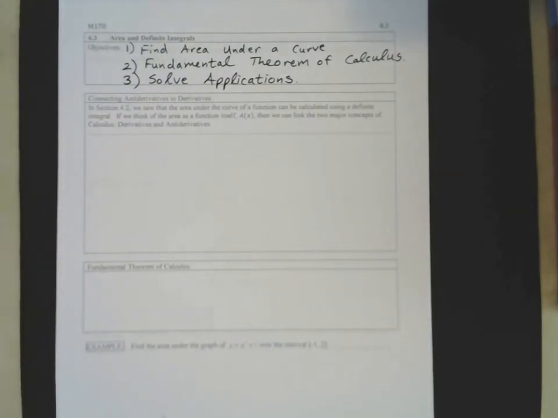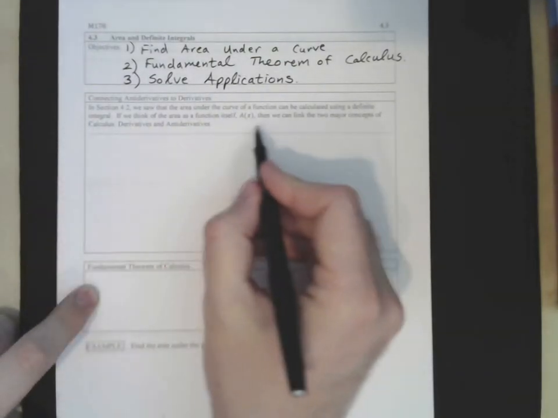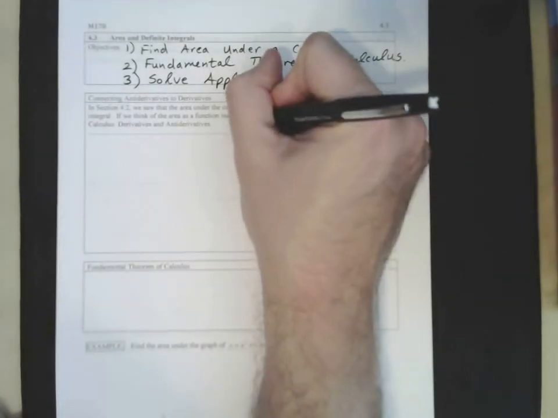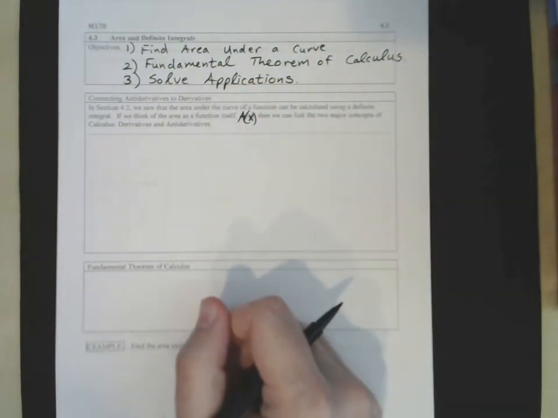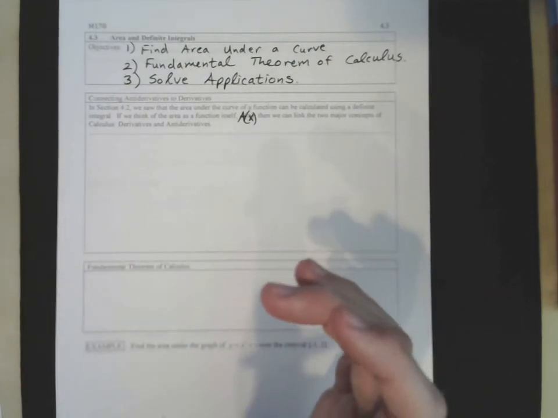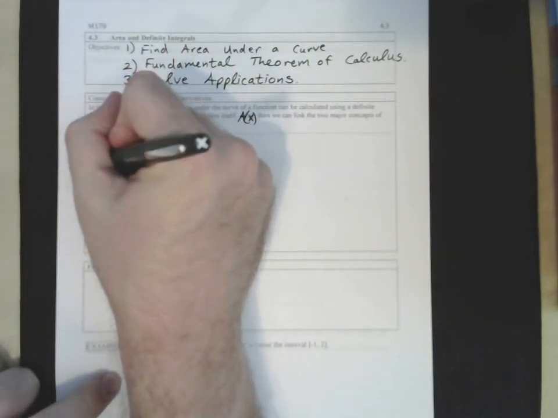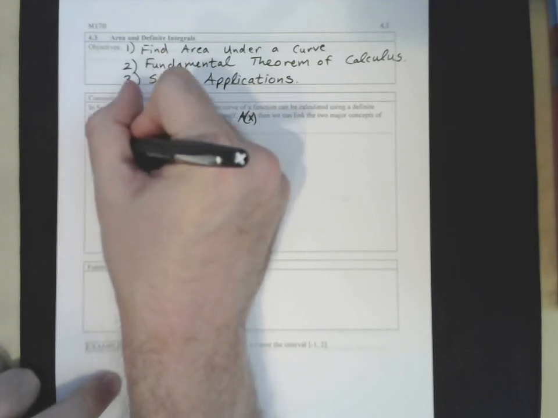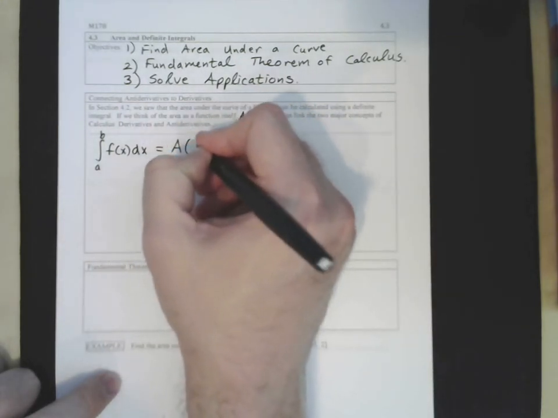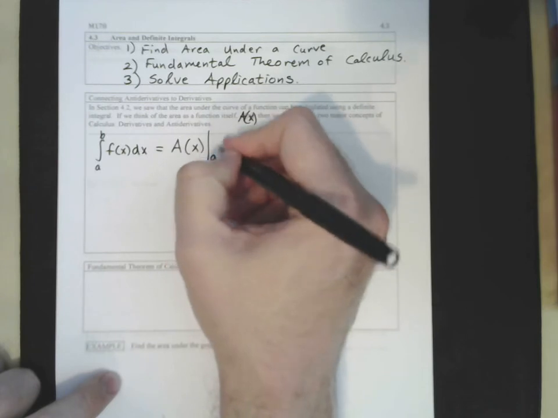So in 4.2, we looked at the area under the curve, calculating it using a definite integral. Now, if we think of the area as a function, because as that area changes, as our curve moves from left to right across that x-axis, the area will change. And so we consider that its own function A of x. And we can then link the two major concepts of calculus, derivatives and antiderivatives. So we know our area under our curve is the integral from a to b of f of x dx. And so we're going to see this as A of x evaluated from a to b.